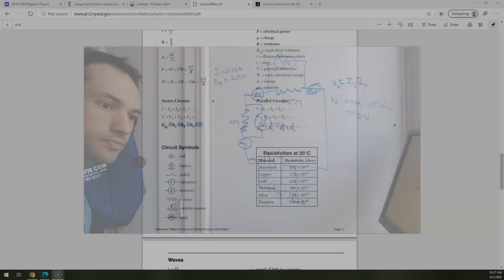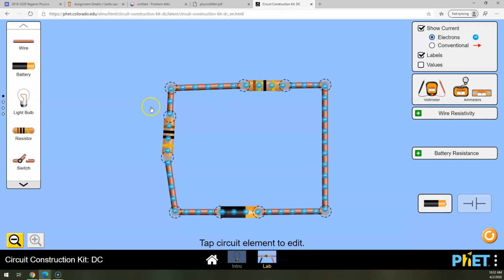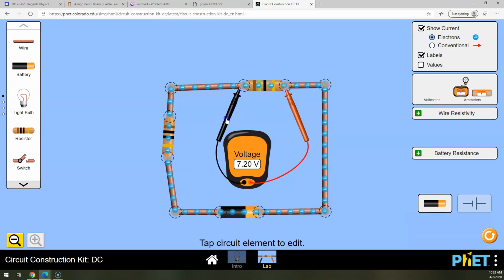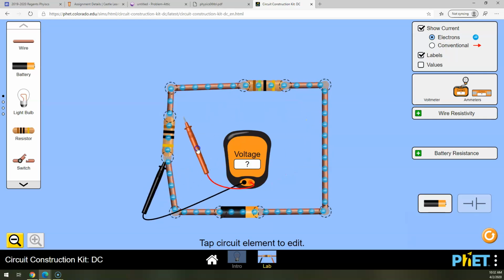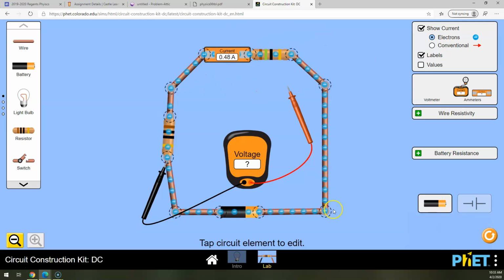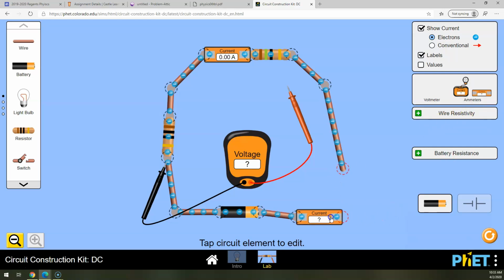And let's go check that out. I take my voltmeter and I measure 7.2 and I measure 4.8, and I measure 12. And what do you know? There's something else that's really cool here. The total voltage lost across both of these resistors is 12. And let's just put an ammeter here since we know that current must be the same everywhere. 0.48. I'll put one more just to prove. There, it's got to be the same everywhere.